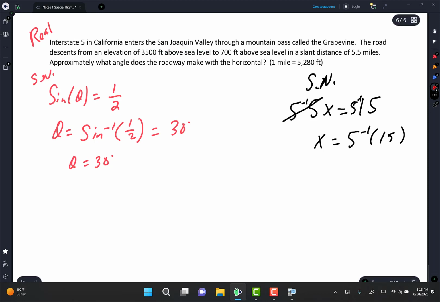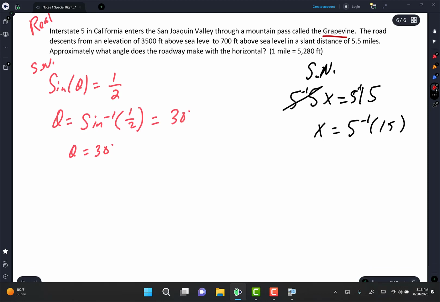Let's read it. Interstate 5 in California enters the San Joaquin Valley through a mountain pass called the Grapevine. This is all true. The road descends from an elevation of 3,500 feet above sea level to 700 feet above sea level in a slant distance of 5.5 miles. Approximately what angle does the roadway make with the horizontal?